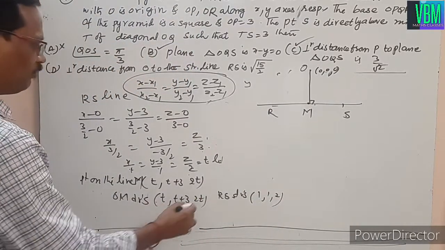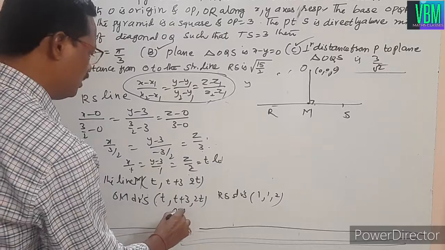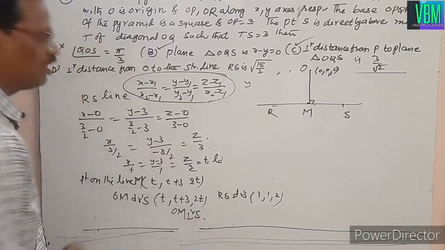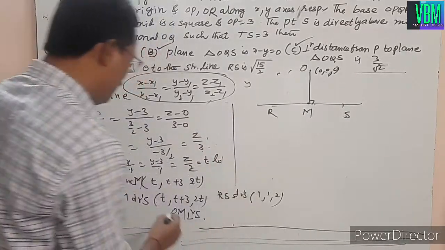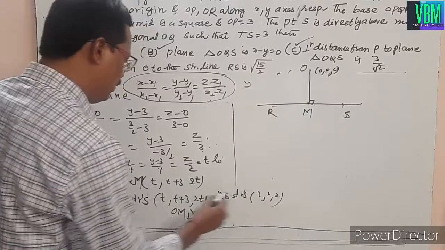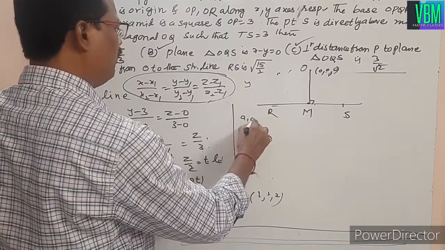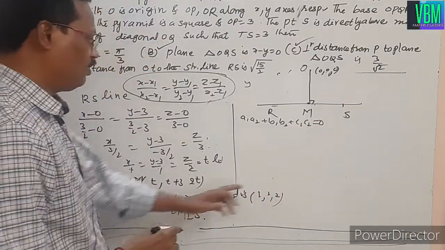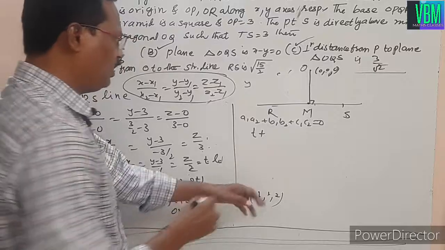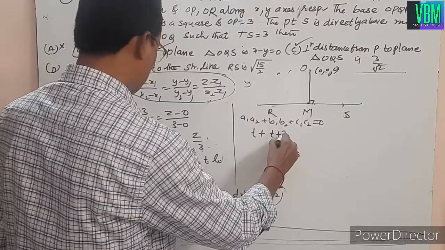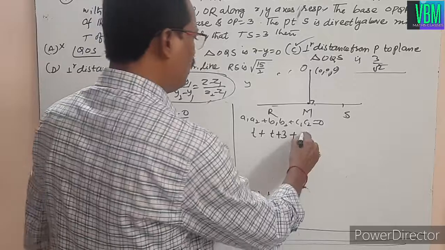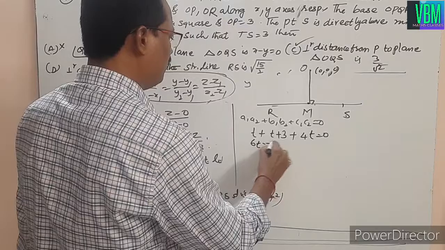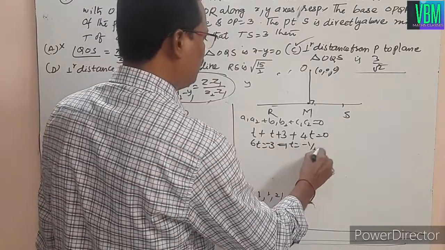Now, these two are perpendicular. This OM is perpendicular to RS. Therefore, since these are perpendicular, a1 a2 plus b1 b2 plus c1 c2 is equal to 0. T into 1, plus T plus 3 into 1, plus 2T into 2, that is 4T, is equal to 0. Therefore, 6T is equal to 3 minus 3, T is equal to minus 1 by 2.